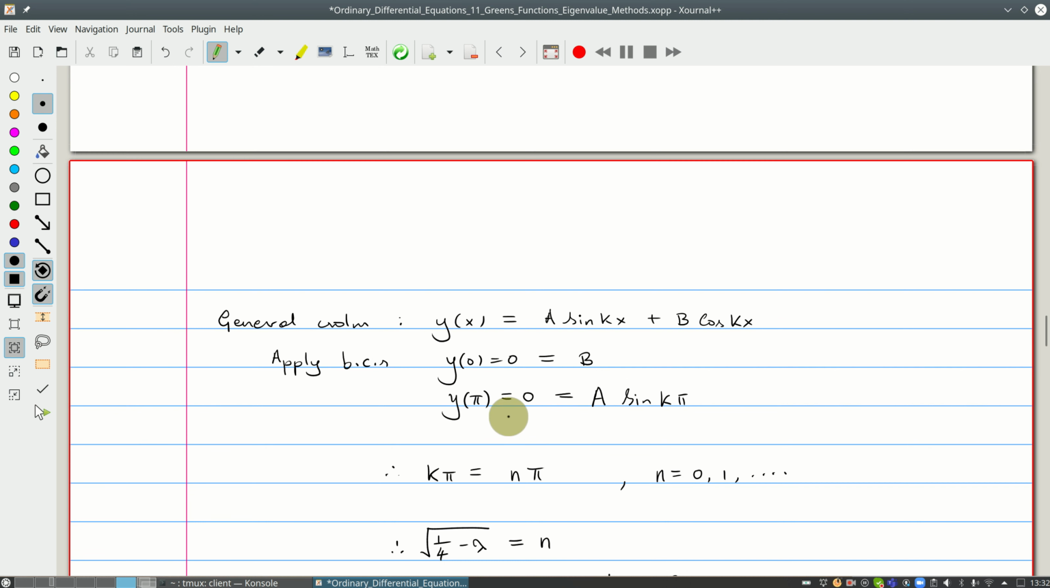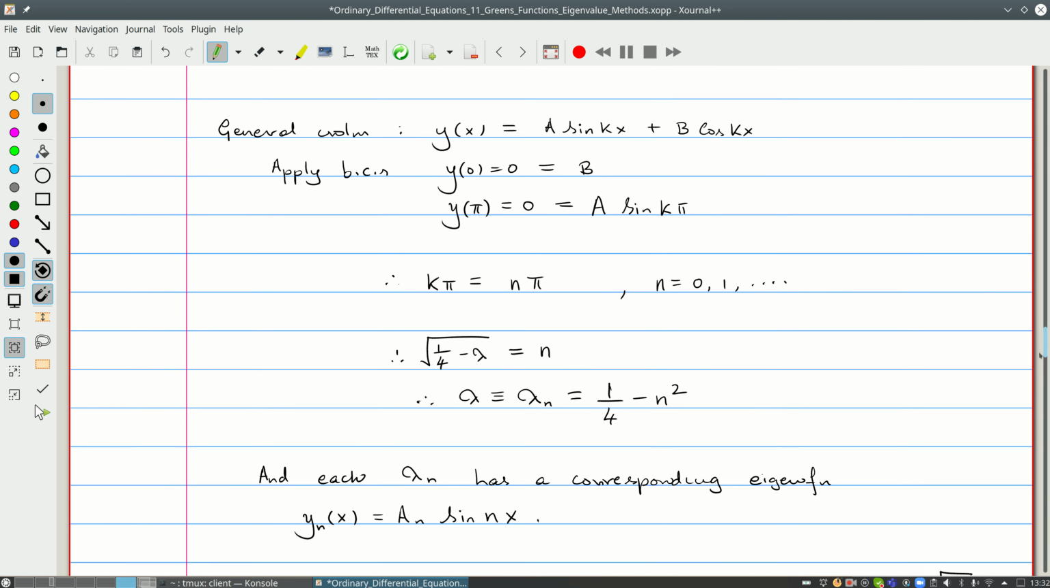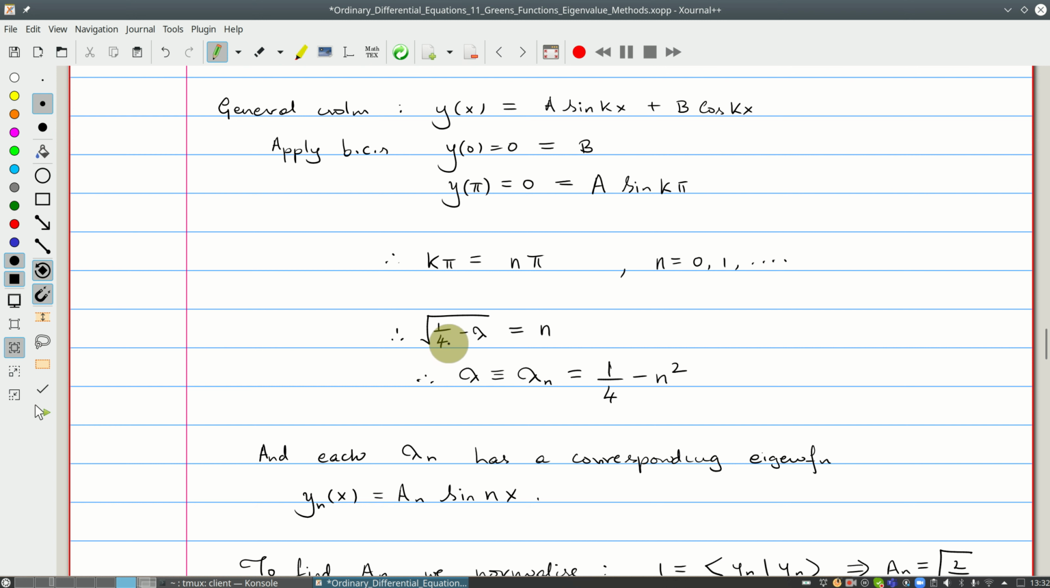And the boundary condition at pi gives us a times sine k pi is 0, which means k pi is n pi. N is 0, 1, etc. Negative values don't give you anything new. Think about it. So we then have the square root of 1/4 minus lambda is n, or lambda is 1/4 minus n squared.